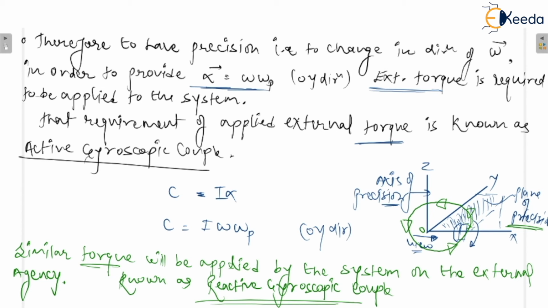And the magnitude of the reactive gyroscopic couple would be the same, C is equal to I omega omega p. This would be in the same direction, because this is reactive gyroscopic couple. This would be the same direction, OY direction.